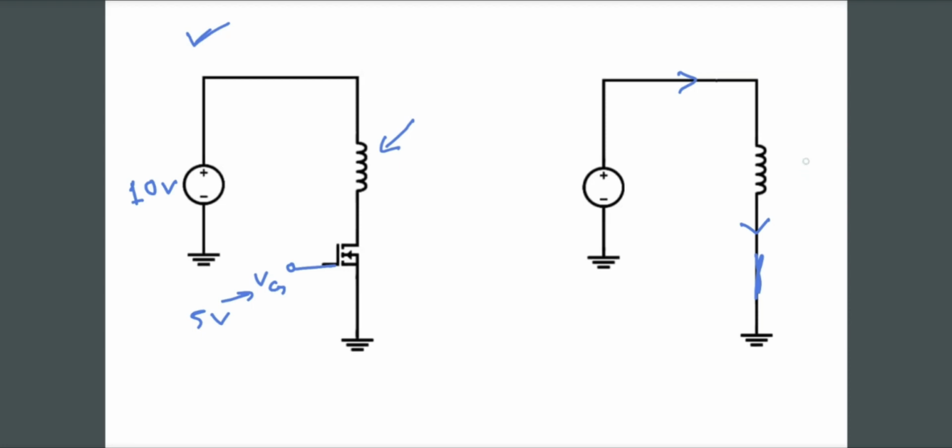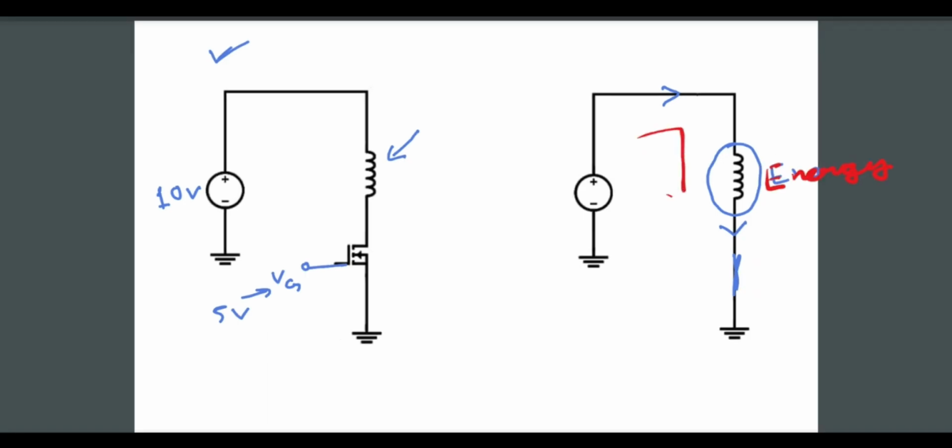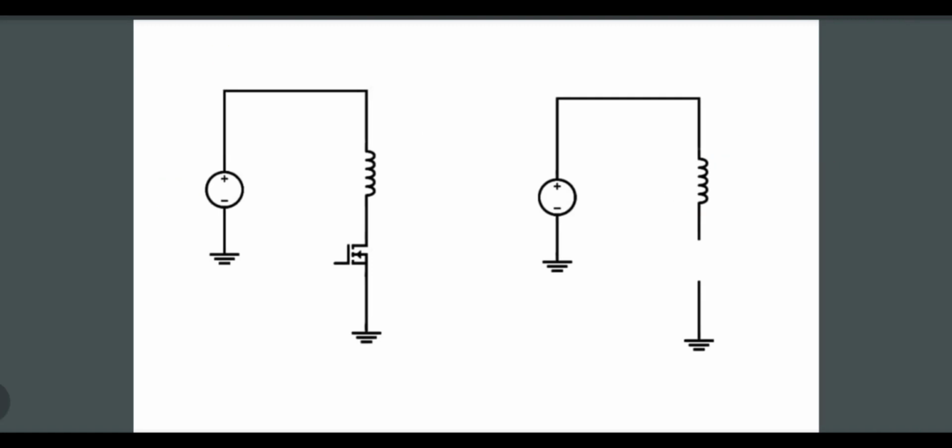But if you remember, inductor is a component that will store energy. If current is flowing through this path and flowing through this inductor as well, there will be energy stored here. As the current flows through this path, the energy stored inside the inductor will increase. The problem will arise when the MOSFET will work as open circuit.